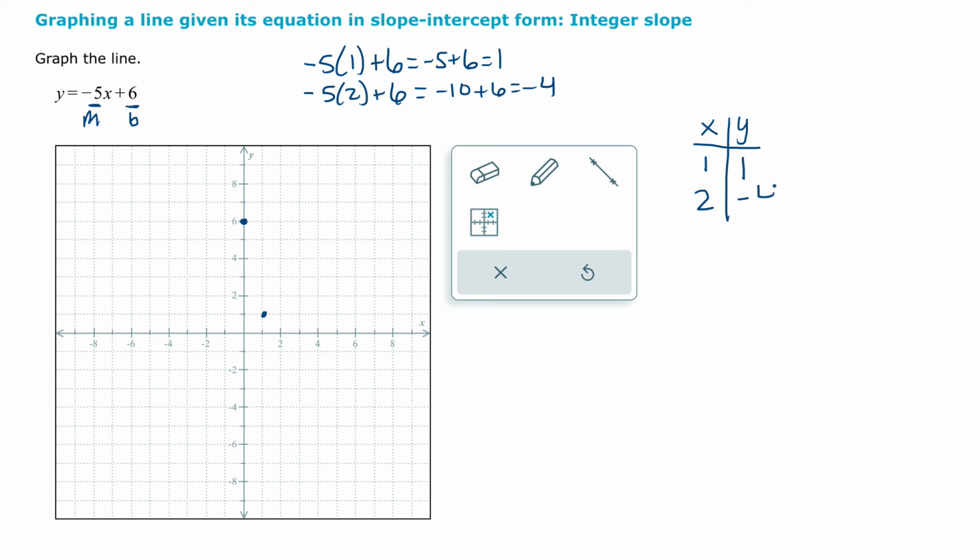Now from here, I could either plot these points on the graph with the pencil, or I could use this function here to type in the coordinate pairs. This would be 1, 1. This would be 2, negative 4. The eraser button here will erase points if I plotted something incorrectly. If you plot the points using this function, then you would still use the line tool to click on the 2 points that you plotted to draw the line between those 2 points.